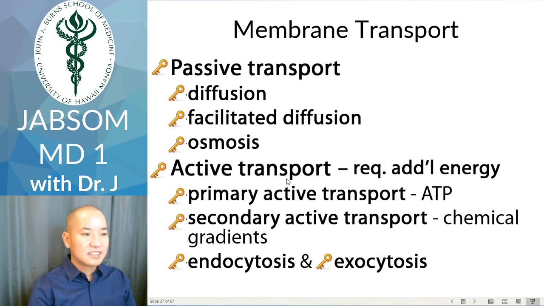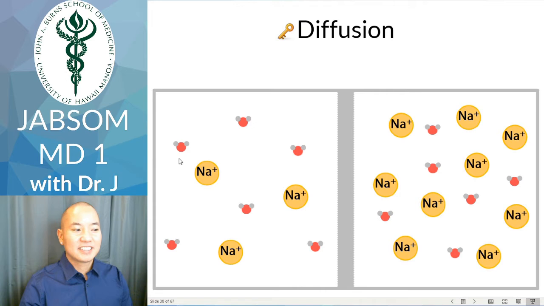I won't cover that in detail. That's more of a general basic topic, so I'll leave that for your MD6 or MD4. Okay, let's start off with diffusion, the easiest form of transport.